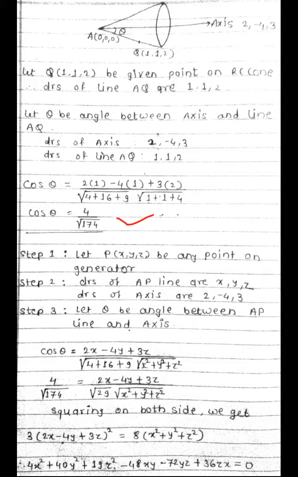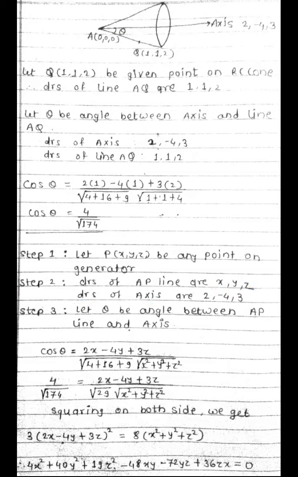First step: let P be the point on the generator. Other than this point Q, we can consider this point P on the generator with coordinates (x, y, z). In the second step, define the direction ratios of the line AP. Again it is x, y, z, because A's coordinates are 0, 0, 0, so the subtraction gives only x, y and z. The direction ratios of the axis are 2, -4 and 3.